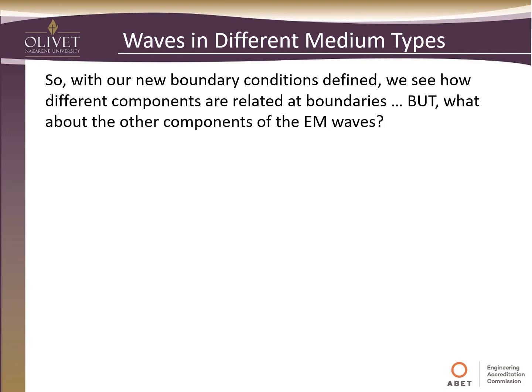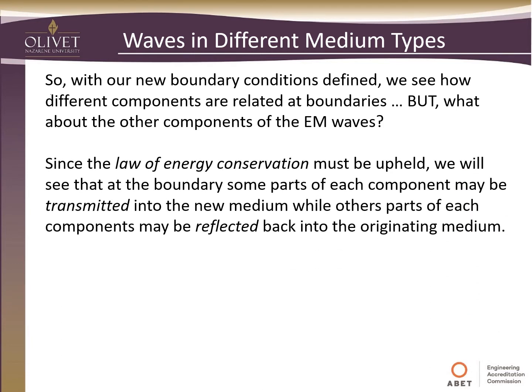With our new boundary conditions defined, we see how different components are related at boundaries. But what about other components? Remember, like the electric field intensity, the tangential components are always equal at the boundary, but the normal ones aren't. We have a way to get to that in a roundabout way, but we have to take into consideration what's going on there.